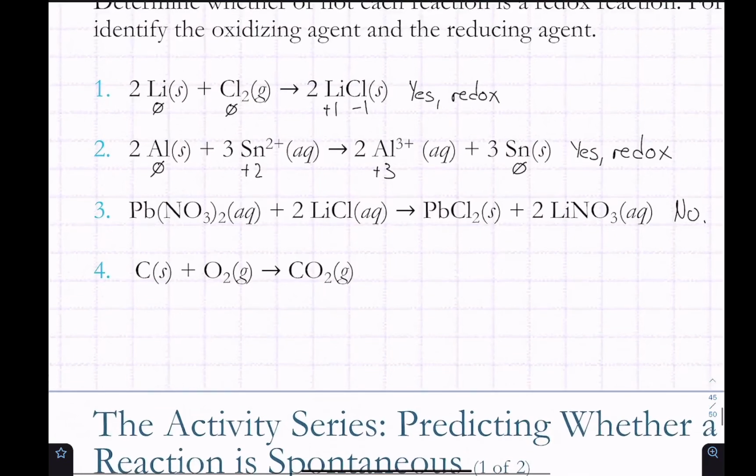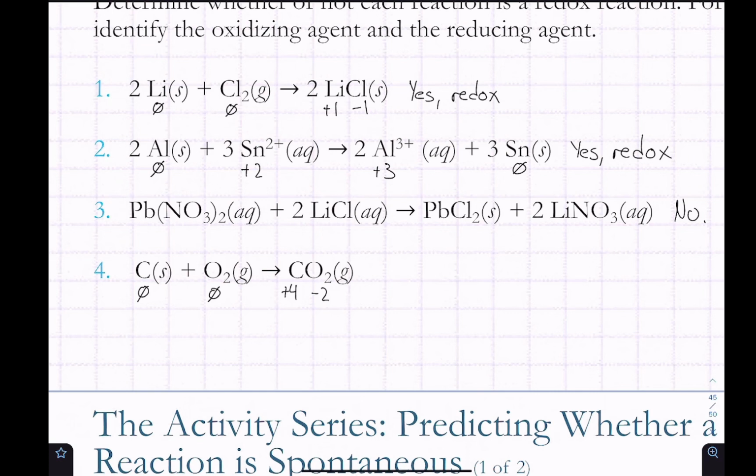Yeah. So really, if you ever have elements and they go from being their elemental form to being part of a compound, it has to be a redox reaction. Because the oxidation state of carbon is going to be 0, the oxidation state of oxygen is going to be 0, and over here, oxygen's -2 and carbon's +4.